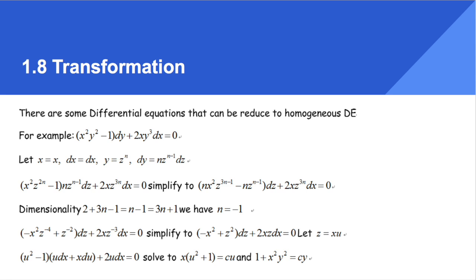The equation then is u squared minus 1 times u dx plus x du plus 2u dx equals 0. Solve to get x times u squared plus 1 equals cu, and 1 plus x squared times y squared equals cy.